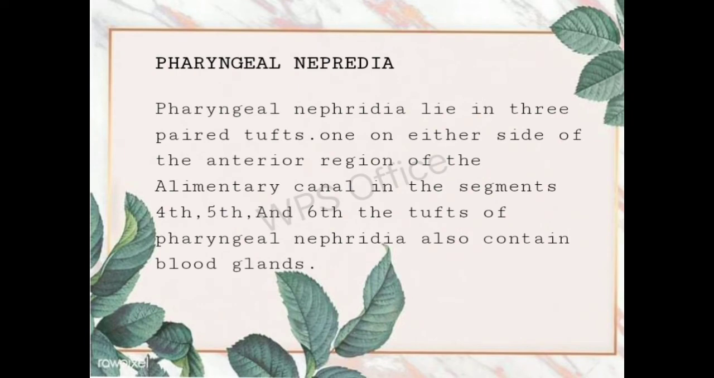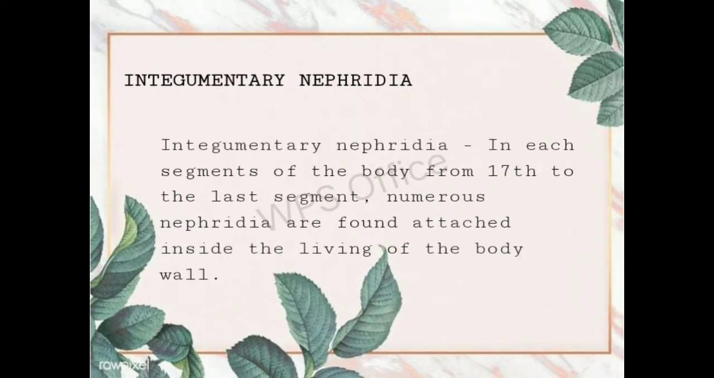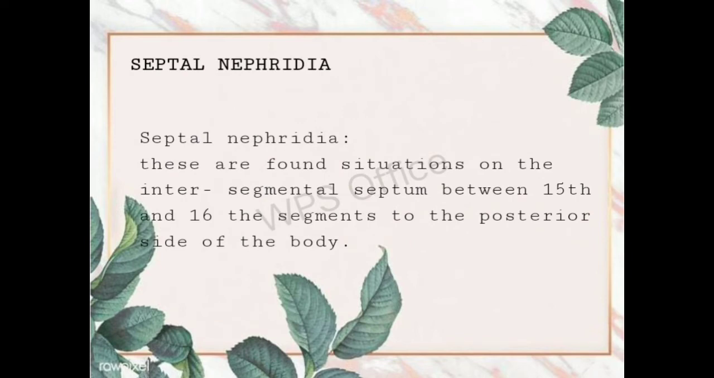Pharyngeal nephridia. Pharyngeal nephridia lie in three paired tufts, one on either side of the anterior region of the alimentary canal in the 4th, 5th, and 6th segments. The tuft of pharyngeal nephridia also contains blood glands. Integumentary nephridia: in each segment of the body, from the 7th to the last segment, numerous nephridia are found attached inside the lining of the body wall.